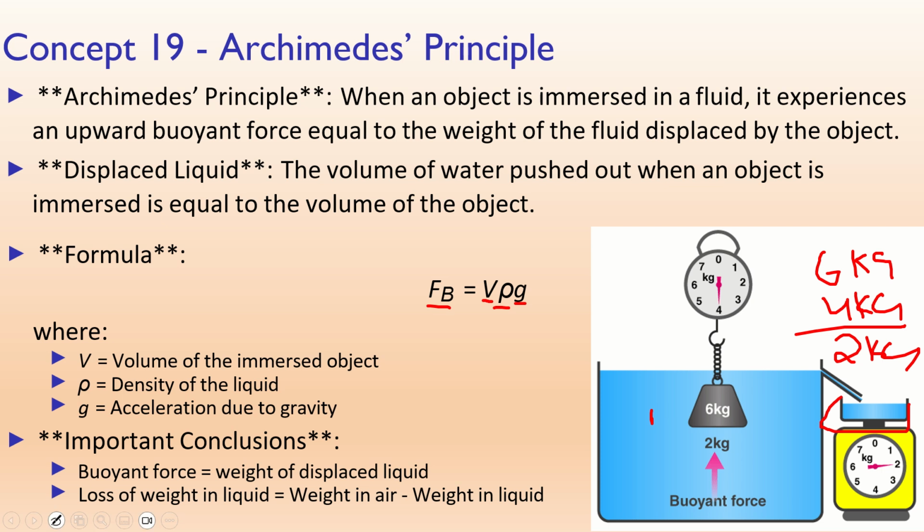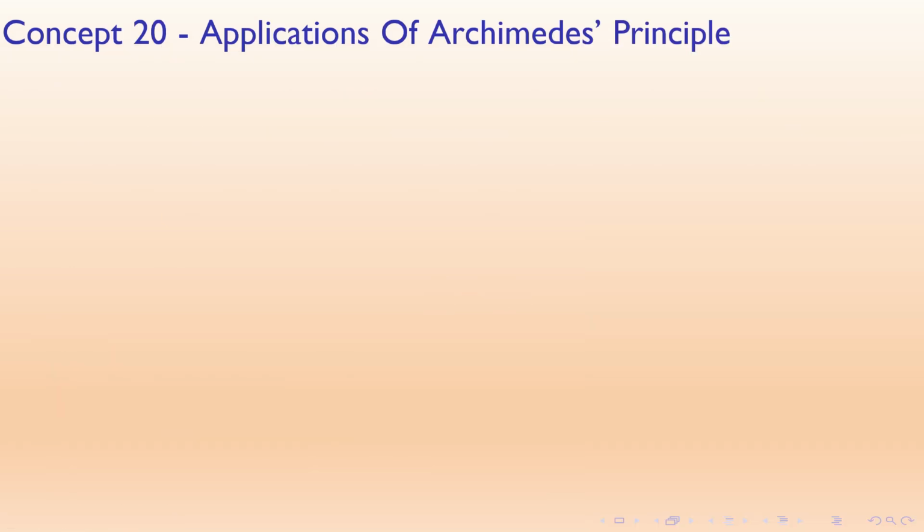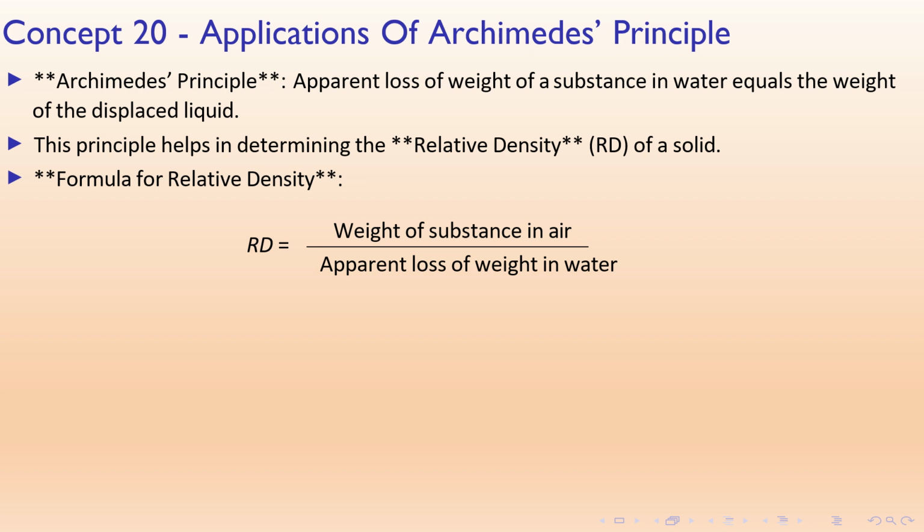Loss of weight in the liquid is nothing but weight in air minus weight in liquid. Meaning whatever the immersed object loses is called the weight lost due to immersion. So let us see applications of Archimedes principle. What are the applications which are designed based on this principle? As we know, Archimedes principle says that the apparent loss of weight of a substance in water equals the weight of the displaced liquid. Meaning how much weight it loses when immersed into the liquid will be equal to the weight of that liquid which is displaced.